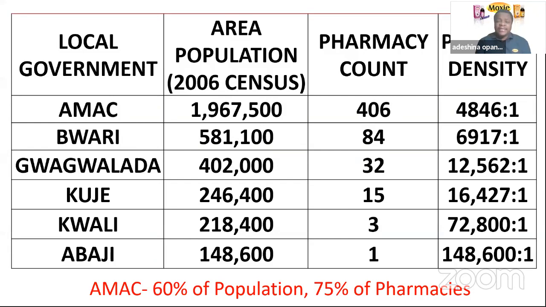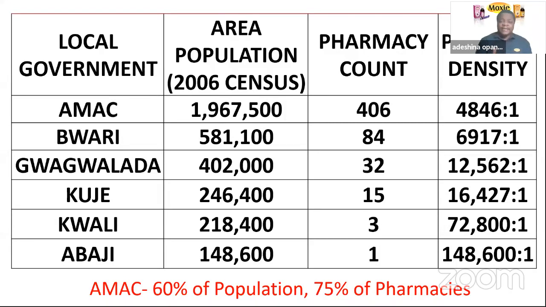So that tells us that pharmacy density, we have one pharmacy serving 4,846 people in Amac. However, by the time we get to Bwari, it increases to one pharmacy to 6,917. Gwagwalada is to 12,000 plus. Kuje to 16,000 plus. Kwali to 72,000 plus. Abaji, there's only one there, so it is to 148,600. Now the question is this: are all the areas viable? No, but this has shown us that the opportunities are in places where we did not look or think.